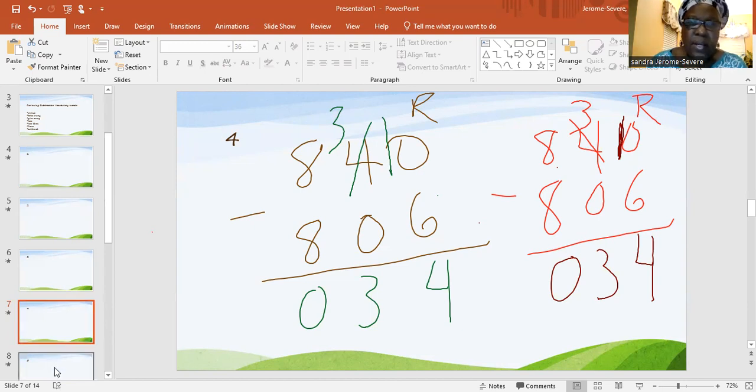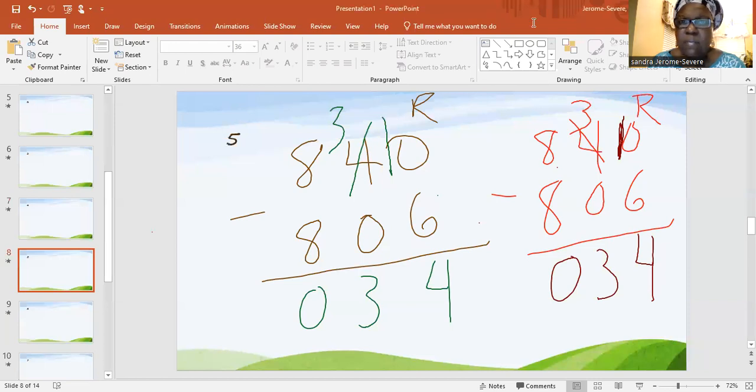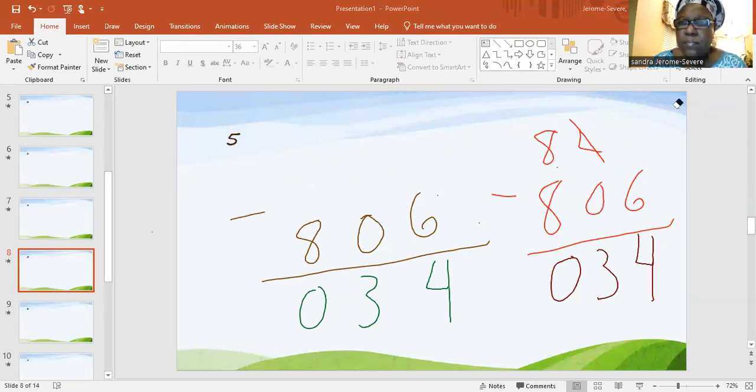All right, so let me clean my board. That's not the way you clean the board. Give me 1 second. Let me clean my board. So we're gonna do another one.